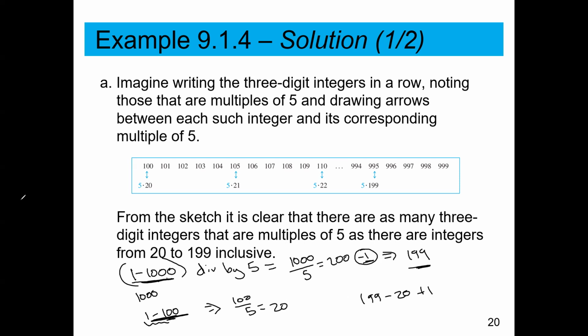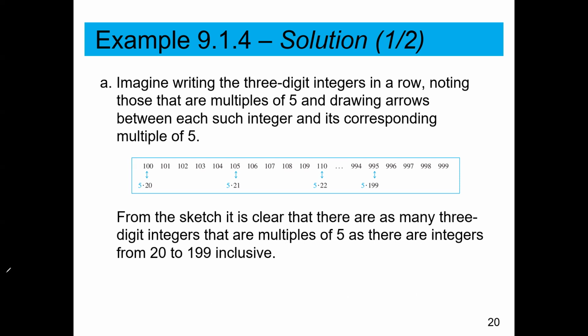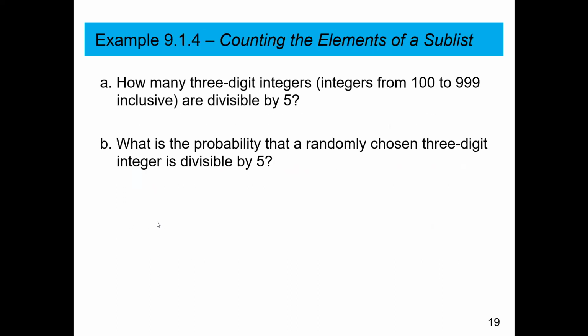I'm just trying to show you there's multiple ways to attack these problems, and none of them are wrong. And that's a key thing in combinatorics. There's often many ways to attack a problem. So let's go back. The other question is, what's the probability that a random digit is divisible by 5?